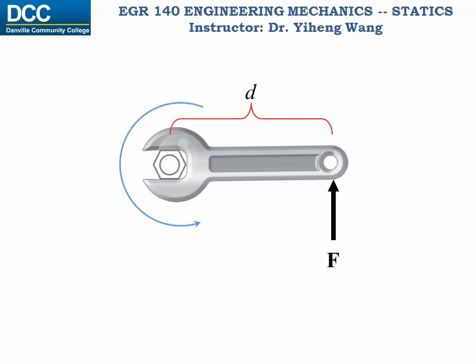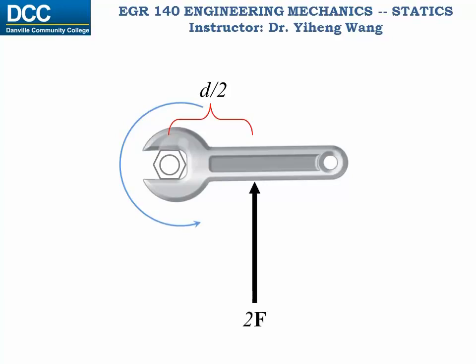And why is that? What would happen if we shorten that distance, say by half? From experience, we know we must apply a bigger force now in order to create the same rotational effect on the screw. In fact, we need to double that force. Apparently, there's a certain quantity that needs to be achieved in order to loosen that screw.